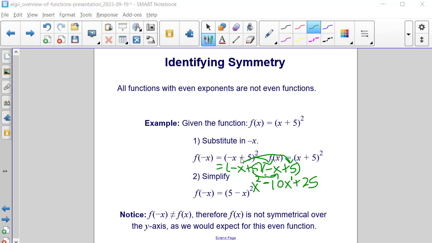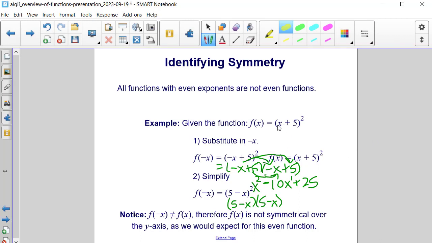And this negative x plus 5 quantity squared could also be written as 5 minus x quantity squared. And again, if you rewrite it as 5 minus x times 5 minus x, you will get x squared minus 10x plus 25. And since not all three terms in our trinomial are to an even exponent, it is not considered an even function and is therefore not symmetrical over the y-axis.